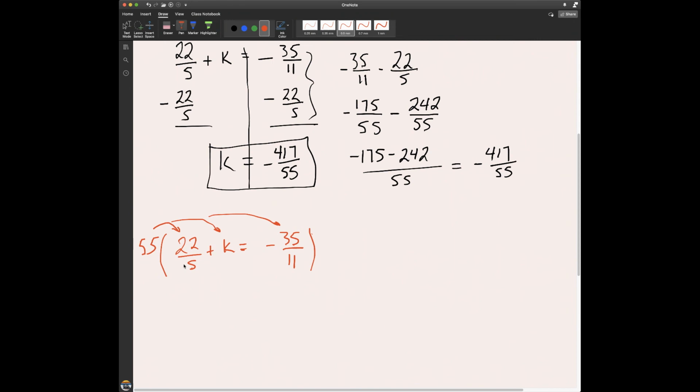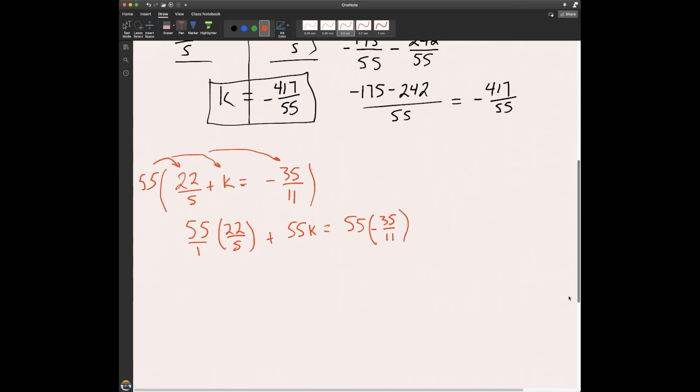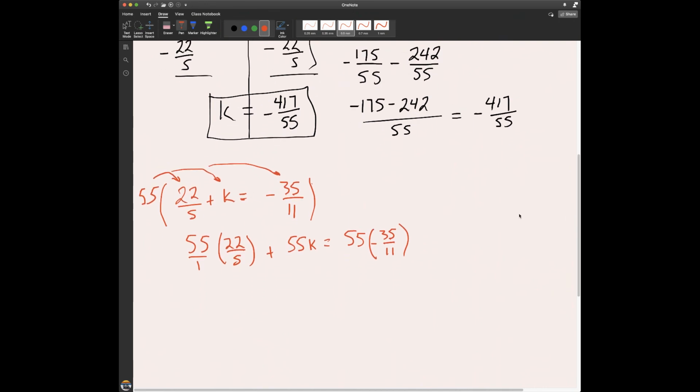Okay, let's see what happens when I do that. What happens is I'll have 55 over 1 times 22 over 5 plus 55 times k equals, and then I'll have 55 times negative 35 over 11. All right, let's see what happens. And actually, that's not 55. Yeah, it is 55 times k. Sorry.